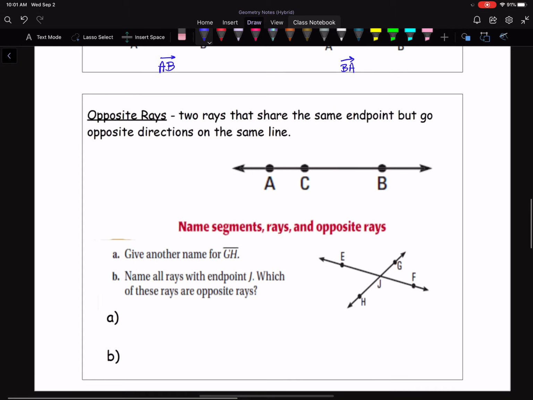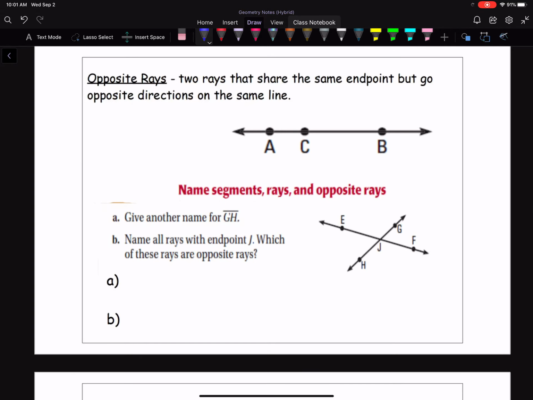Okay. Opposite rays are 2 rays that share the same endpoint but go opposite directions on the same line. So let's call C our endpoint. And then if I go to the left, I have ray CA. Again, start with your endpoint. Use the correct symbol, which is going to be an arrow going in one direction. And then if I go the other way, I have ray CB. Again, start with your endpoint and an arrow on top with 1 arrow and 1 endpoint to tell me that it is a ray instead of a line or a line segment.